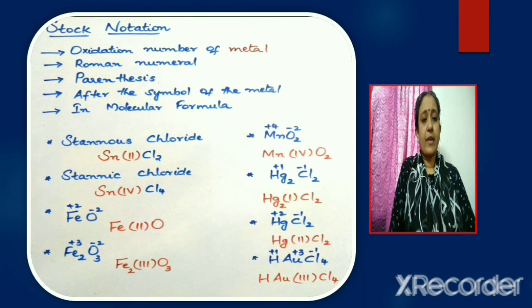How can we write the Stock notation? In Stock notation, the oxidation number of the metal is written in Roman numerals in parentheses after the symbol of the metal in the molecular formula. For example, consider stannous chloride. The Stock notation is Sn(II)Cl2. Stannic chloride is written as Sn(IV)Cl4. FeO is written as Fe(II)O.